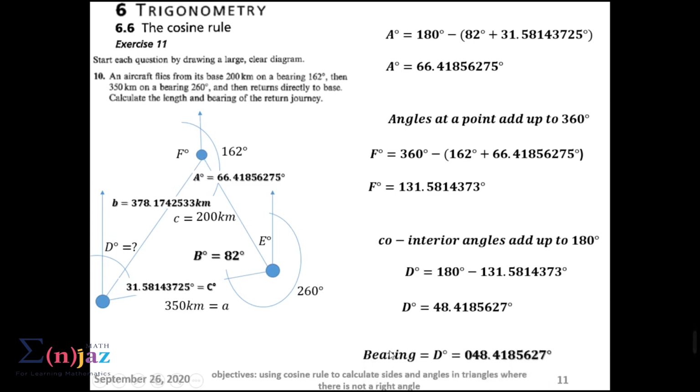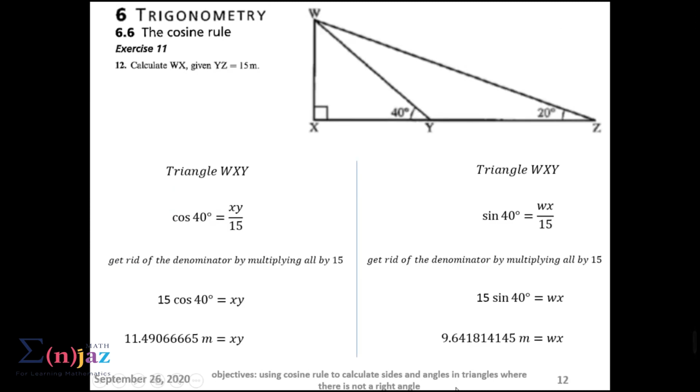48.4 degrees. But how do we write the bearing? Remember, the bearing is an angle that is measured from the north and clockwise, and it is always composed of 3 digits. So we must say it's 0, 4, 8 degrees. 048 degrees, and that is the bearing.